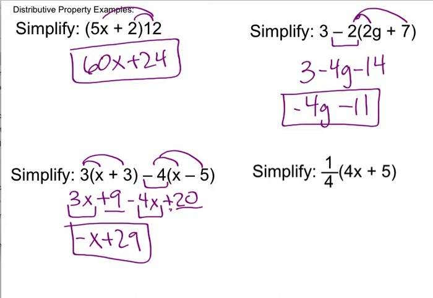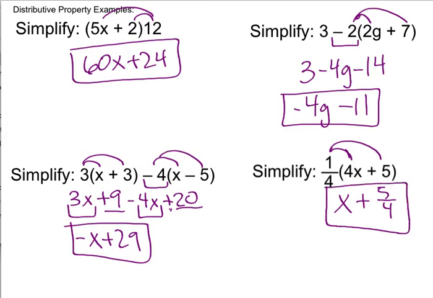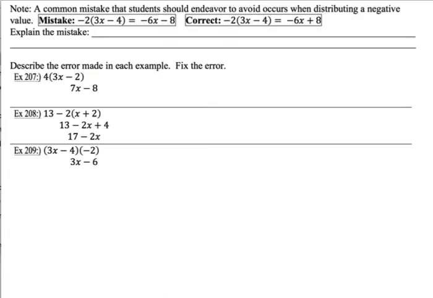1/4 times 4x plus 5. We're going to distribute the 1/4. 1/4 times 4 is 4/4. That's 1x, so I guess I can just write x. 1/4 times 5 is 5/4. And that one doesn't reduce nicely. So x plus 5/4. Okay, last thing in your notes before doing the assignment.